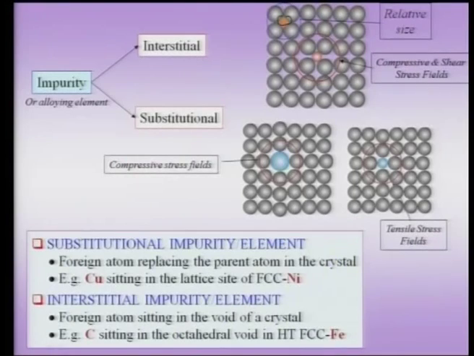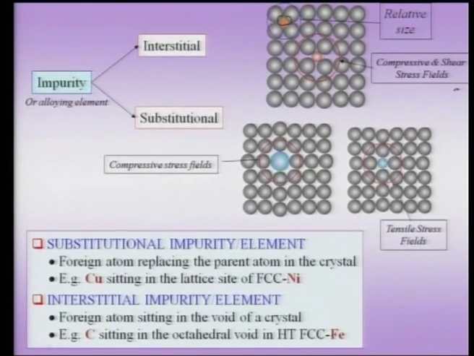This stress field of an interstitial atom typically has a higher shear component as compared to a stress field which is around a substitutional atom, which is somewhat rather hydrostatic, and a substitutional atom could be larger than the parent host atom, or it could be smaller, leading to compressive or tensile stress fields. And it does make a difference to us if it is compressive or tensile.